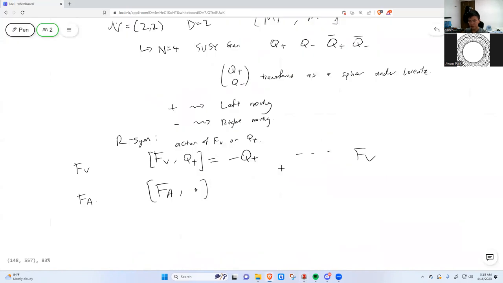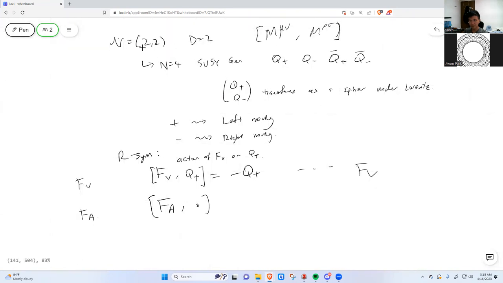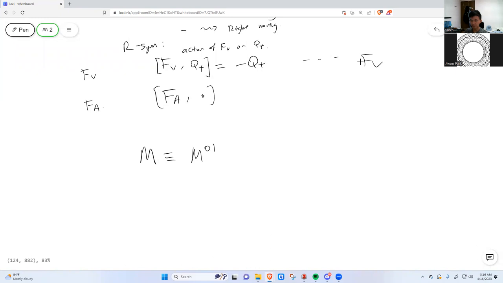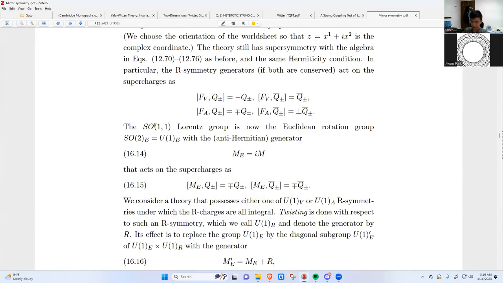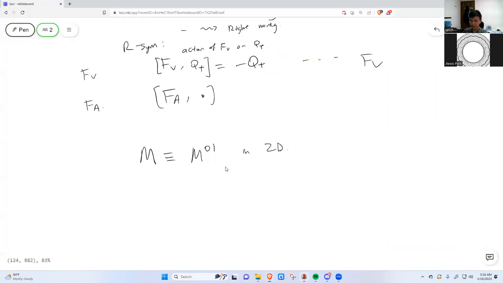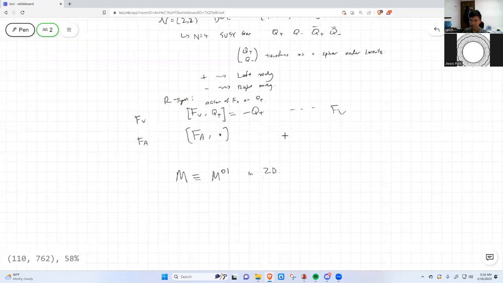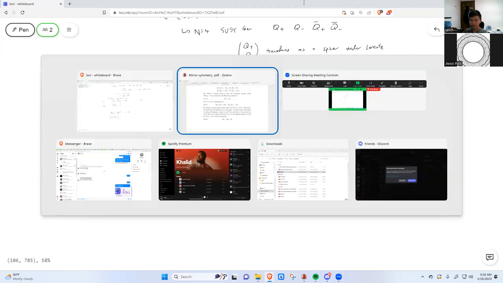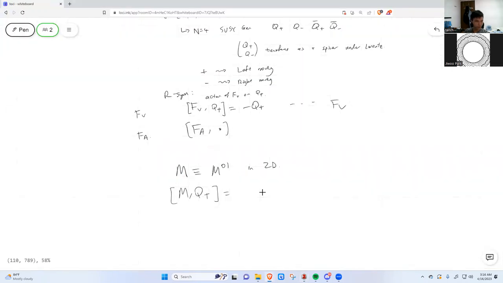Right. So the Lorentz generator itself, in two dimensions, there's only one non-trivial generator, which is the 0-1 component in 2D. So let's just denote that as a single M. The key is to note that because Q plus and Q minus and the bars transform as spinors, there's some transformation. M acts on the Q plus and Q minus as follows. Or actually specifically, this should be iM over here. Basically the Lorentz group acts on the spinors as well.